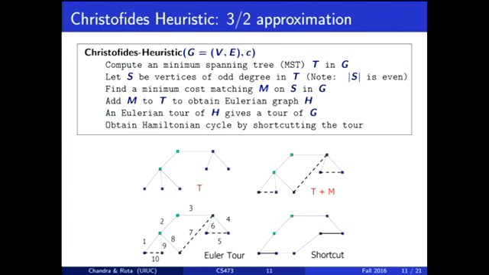Okay? The cost of the tree is at most opt, the cost of the matching is at most opt over 2, so 3 opt over 2. You know, this was done in 1976. And we have not been able to improve it in 2016. 40 years, right? TSP is the most fundamental discrete optimization problem. We have not been able to improve this ratio in 40 years.